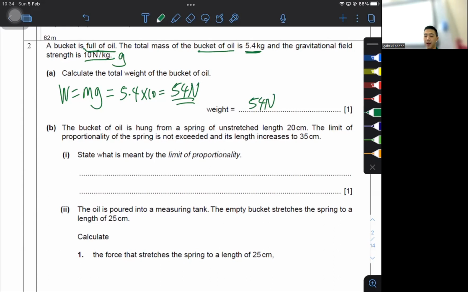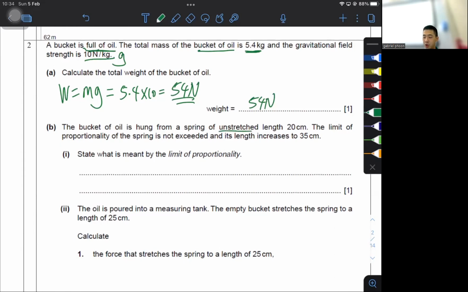Then it says the bucket of oil is hung from a spring of unstretched length. In your exam, they always like to do this. Everyone sees the number and straight away thinks about extension, because everyone remembers the formula F equals kx, which in this case is not going to be the case. Because the unstretched length, the original length, is 20 cm, and the limit of proportionality is not exceeded and the length increases to 35 cm.